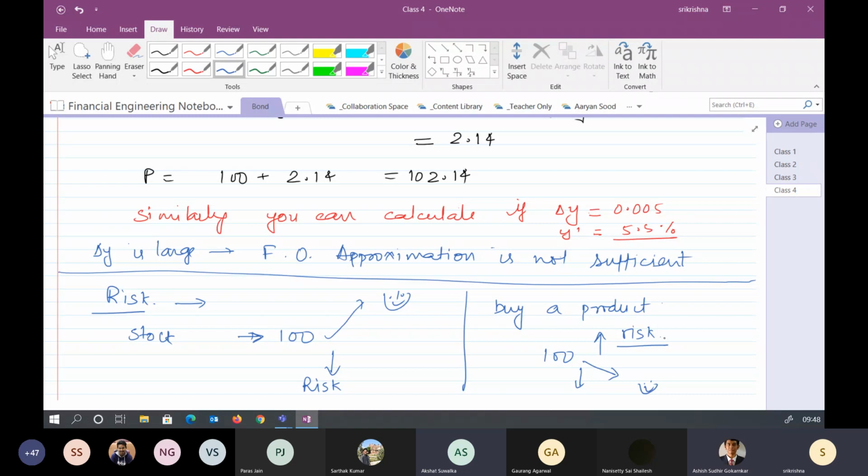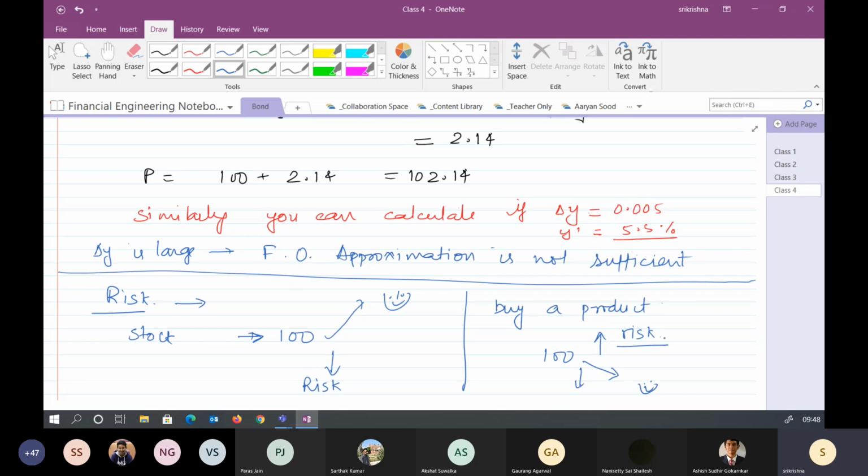Yes or no, Akshat? Yes, sir. So risk is the perspective. Whether the price is going up or down depends upon whether you are owning it or you want to have it, whether you want to buy it or whether you want to sell it. So risk is in the half section, right?